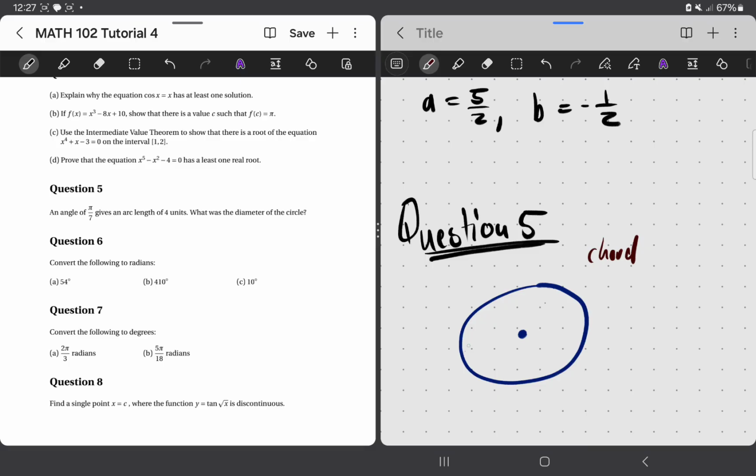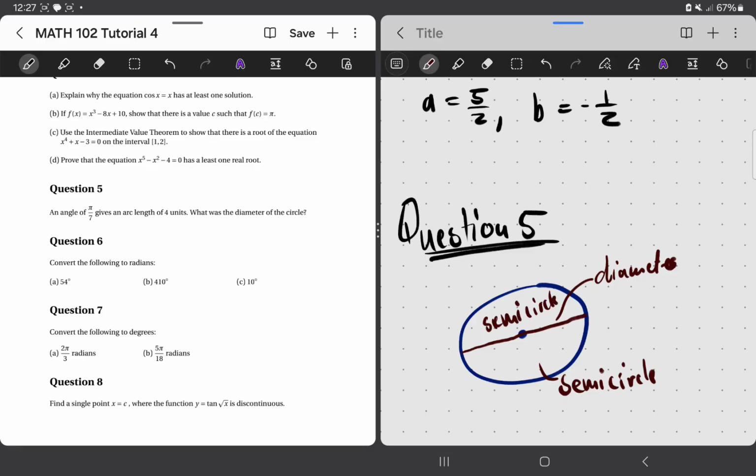Then, if you draw a line which passes through the center and comes from one side to another, that is now called the diameter. And what it makes is a semicircle. So this is a semicircle, and here is another semicircle, right? So these are the two things.